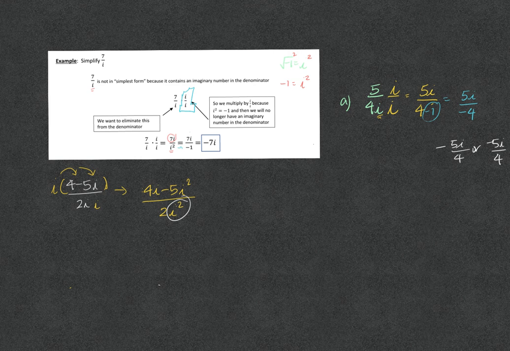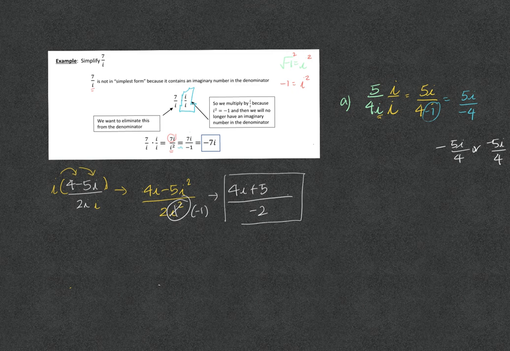The i squared is going to cancel out to become a negative 1. It's going to be replaced. So now we have 4i minus 5 also times a negative 1 all over negative 2. Let's convert this little part in the top and turn it into a plus 5. Now, this is sort of done and sort of not.